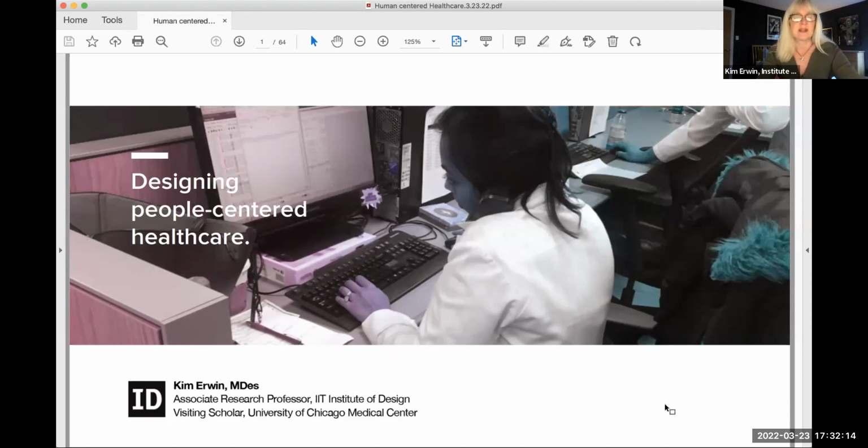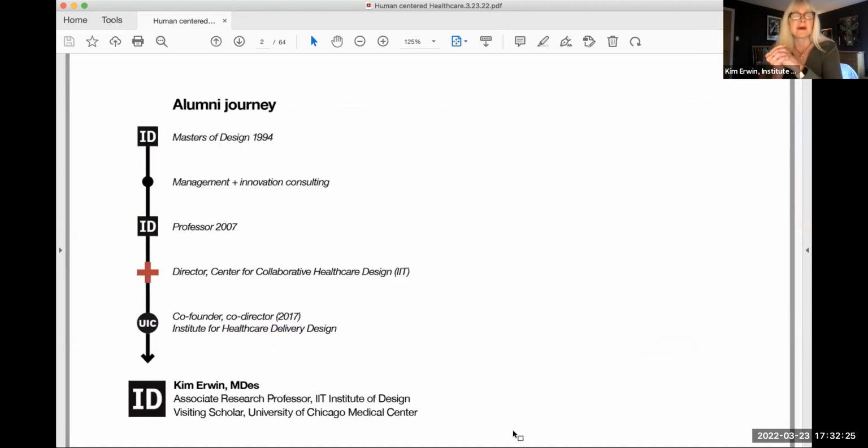As Kristen said, I am an associate research professor at the Institute of Design. I'm also a visiting scholar at the University of Chicago Medical Center, which is particularly relevant to this presentation. Because we're all alumni here, my alumni journey: I graduated with a Master's of Design in 1994. I thought twice about actually putting the year, but I decided to include it. I went through over 20 years of management and innovation consulting, probably before that was a really cool thing to do. I returned to the Institute of Design as a professor in 2007, and was tenured 6, 7, 8 years later.